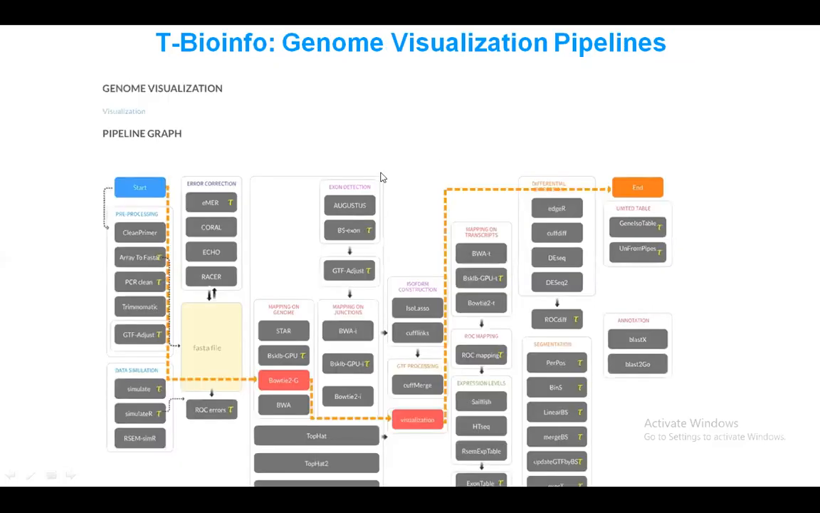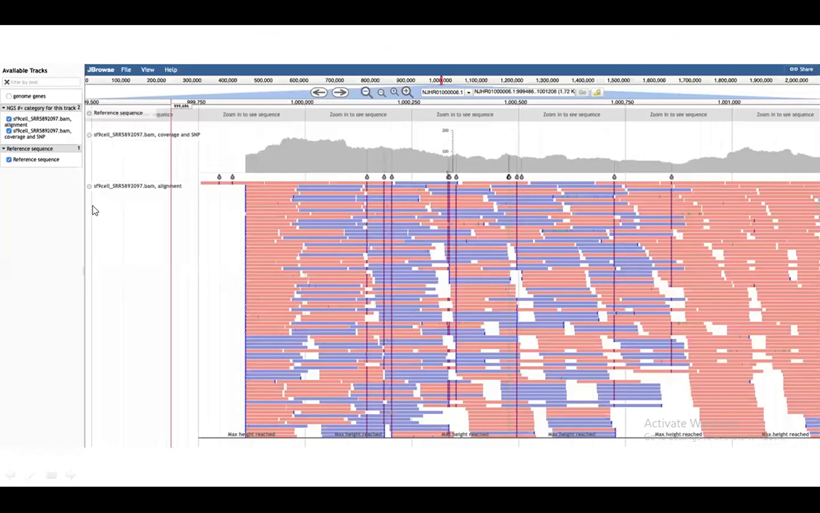In the T-Bioinfo platform, once you obtain a genome, what would be your next step? Obviously you want to visualize it. The T-Bioinfo platform offers you a pipeline where, once you upload your files, you map on a genome, and then you can visualize your genome here in the browser. This is how you can analyze a viral genome using the T-Bioinfo platform. That makes it very simple.